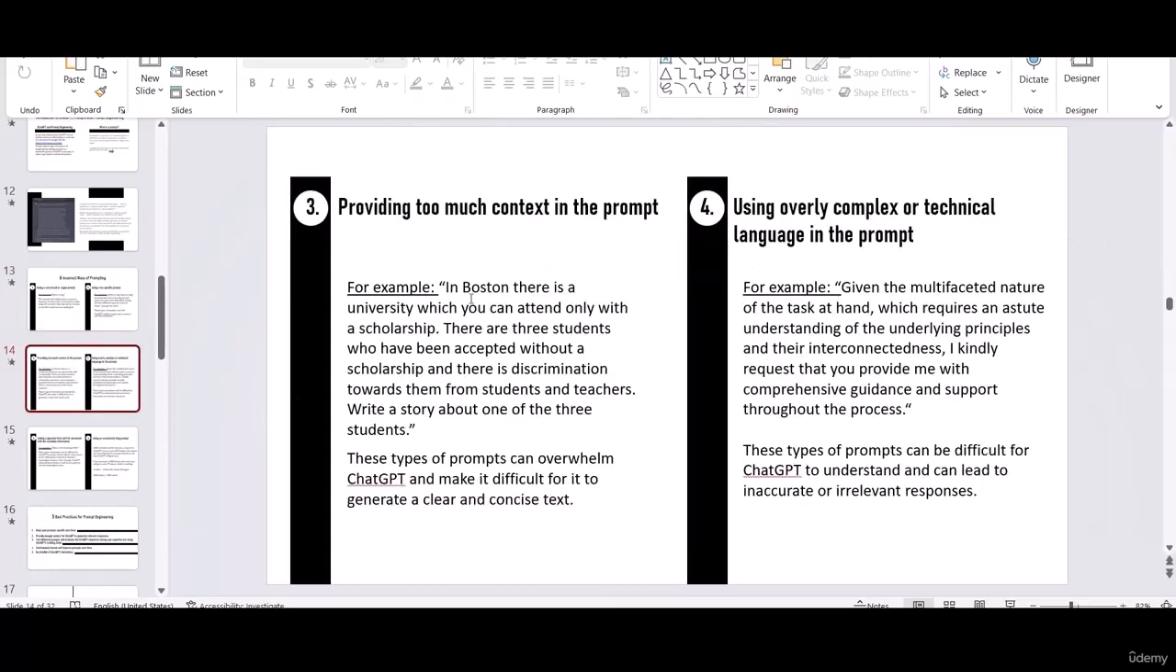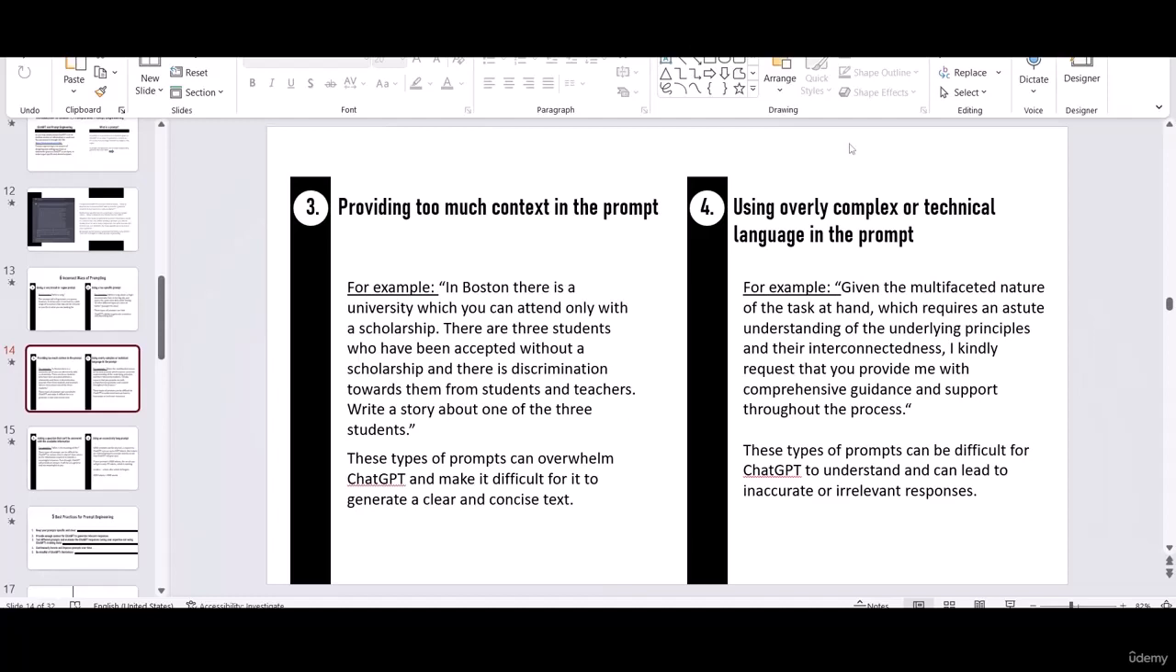Let's go to the third one, which is providing too much context in the prompt. So for example, in Boston, there is a university which you can attend only with a scholarship. There are 3 students who have been accepted without a scholarship, and there is a discrimination towards them from students and also teachers. Write a story about one of the 3 students. These types of prompts can overwhelm ChatGPT and make it difficult for it to generate a clear and concise text. And also, it can lack ChatGPT again out of creativity.